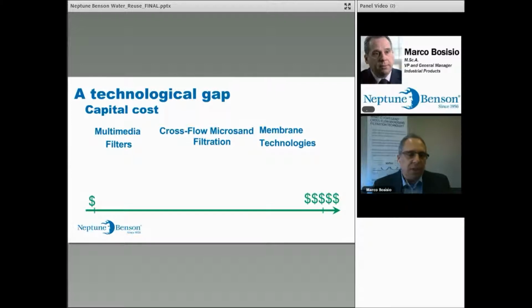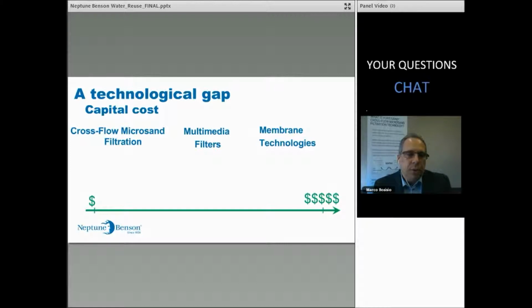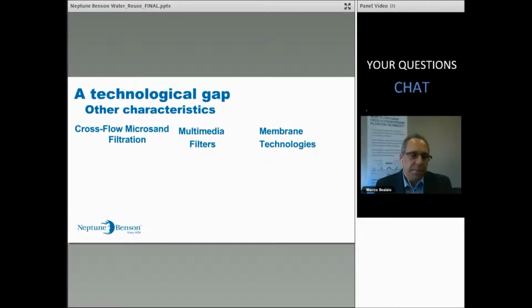When it comes to cost per se, one may want to ask, how does it go? There's the multimedia, the cross-flow, and the membrane. And what we know is that typically the cross-flow microsand is very competitive to the multimedia filters, especially on larger flow, like 600 or 1,000 GPM. And the membrane technologies are, of course, a little bit more costly, significantly more costly sometimes. Of course, it doesn't do the same thing either, but it is definitely very competitive on a price basis.